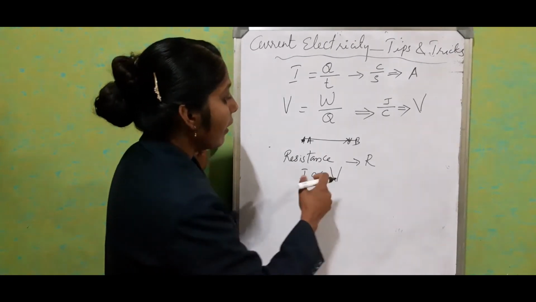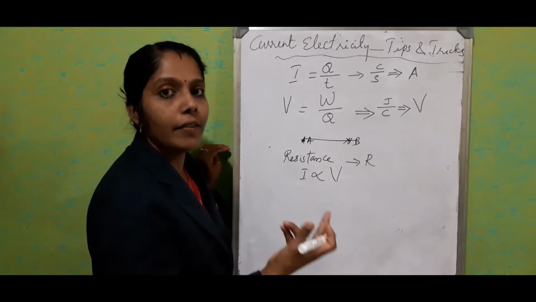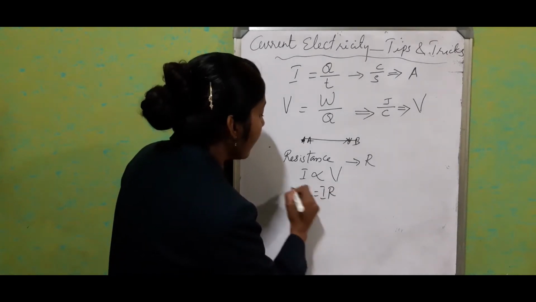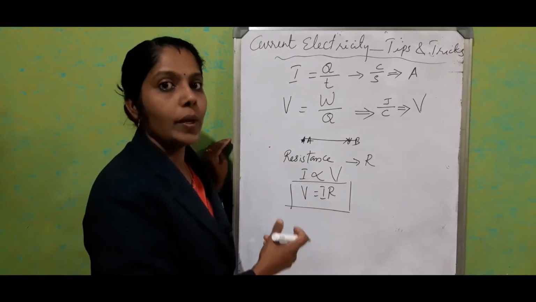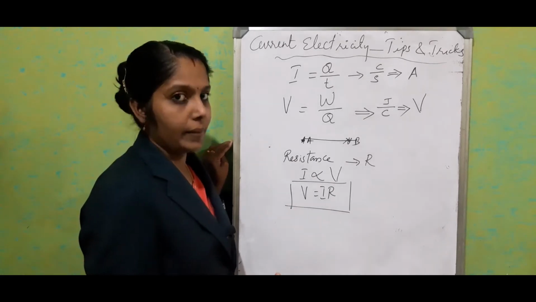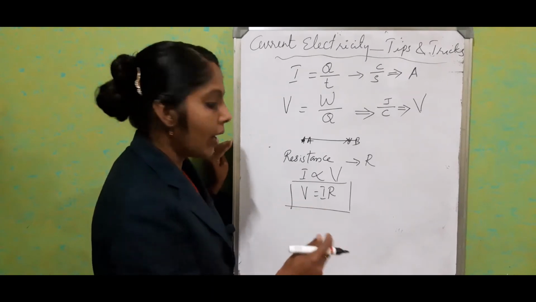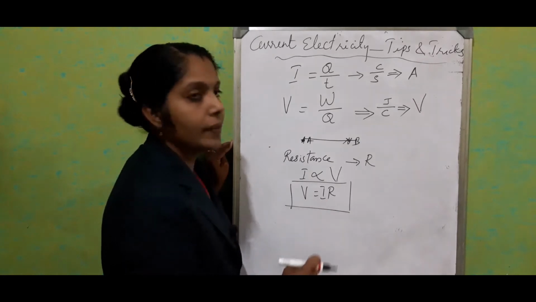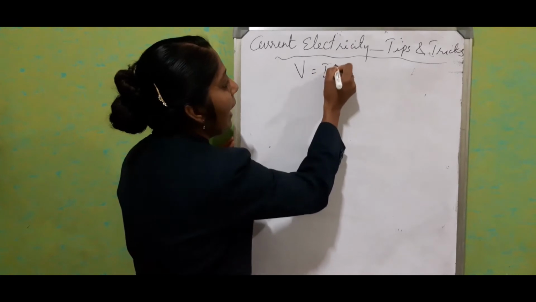Okay. Then on the basis of these three factors, we have derived an equation, that is V is equal to I into R. This is one of the very important equations. We need this equation, Ohm's law, in so many conditions in the problem section. Okay, so this is one of the very important equations. V is equal to I into R. V stands for potential difference, I stands for current, and R stands for resistance. Okay, so V is equal to I into R.